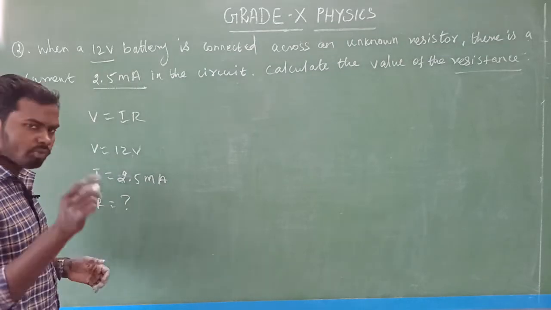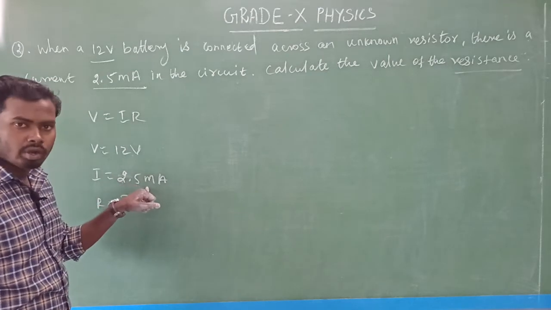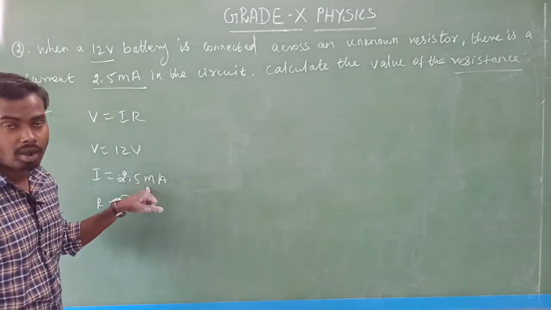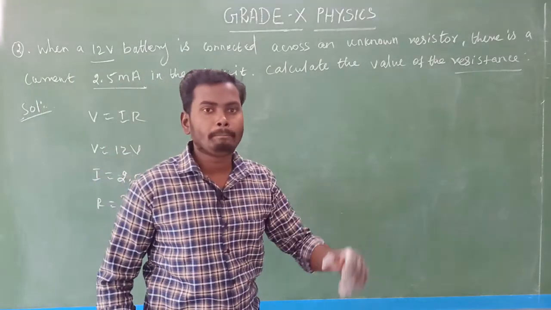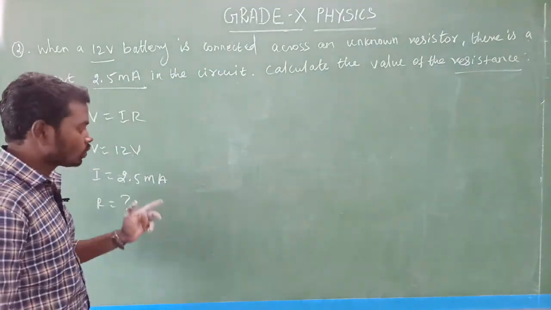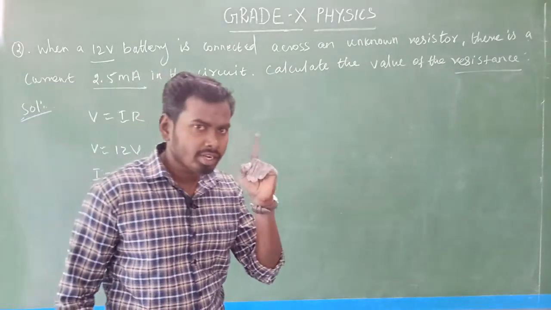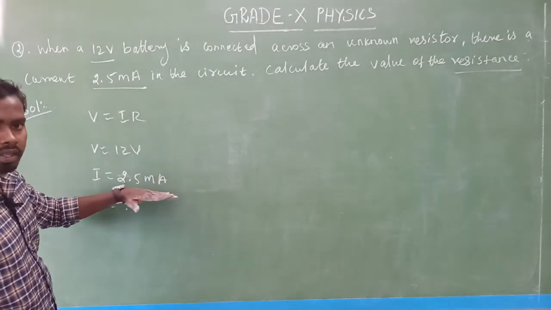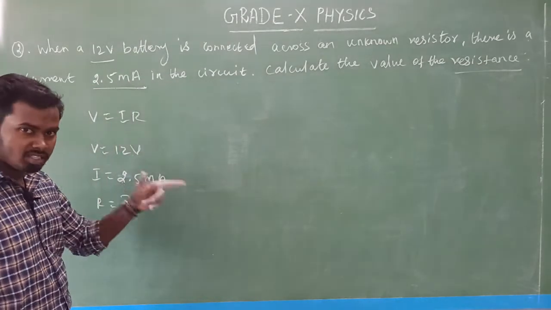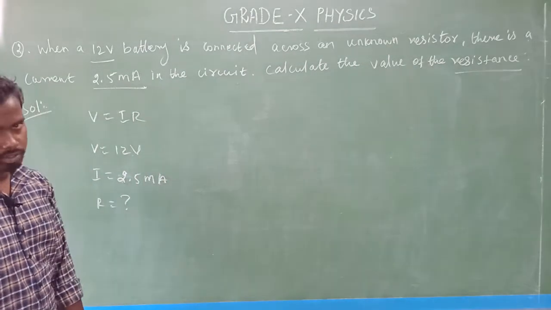Look here. Before substituting, the current value is given in milliampere. So we have to change it into ampere, because the SI unit of current is only ampere. But here the value is given in milliampere, so we must change the milliampere into ampere. Note this point.